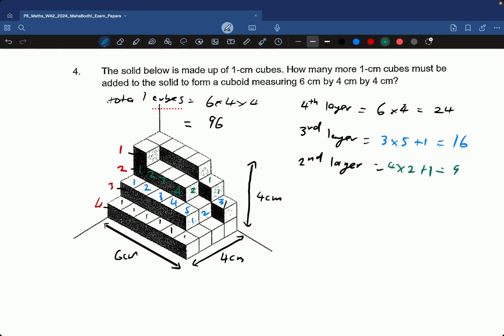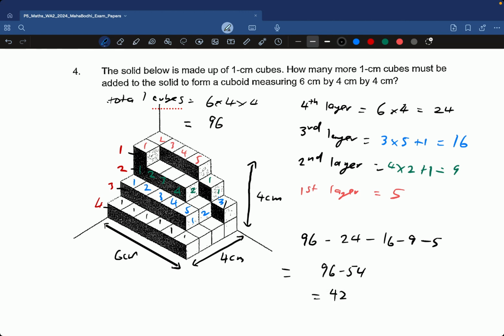This will give us 9. And then the last, first layer, right? First layer is 1, 2, 3, 4, 5. So first layer is equal to 5. So we basically have the total 96 minus 24 minus 16 minus 9 minus 5. Okay, so minus 24, minus 16 is 56, minus 9 is 47, minus 5 is 42... so 96 minus 54, this will give us 42.